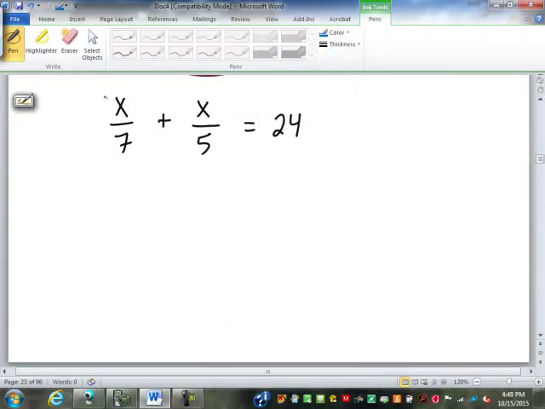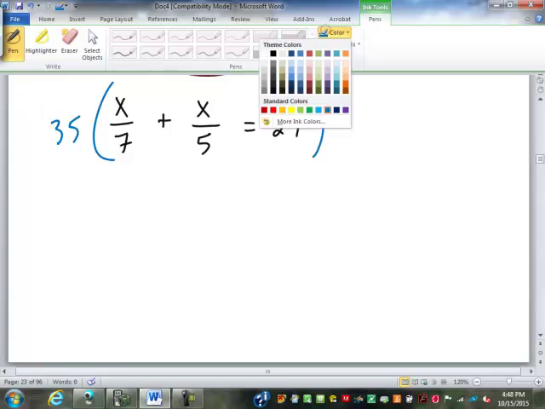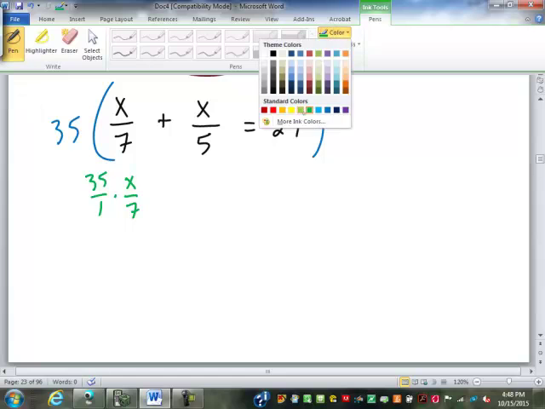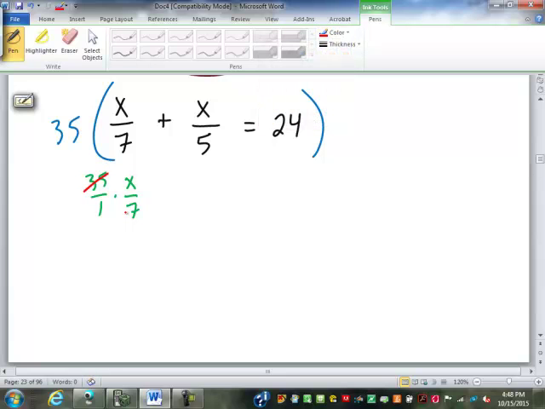So what are we going to multiply by? 35. Good. So this will be 35 over 1 times x over 7. And of course 35 and 7 cross cancel to give me 1 and 5. So that makes 5x. This will be 35 over 1 times x over 5. And of course, 35 and 5 cross cancel to give me 1 and 7. So 7 times x is 7x. So plus 7x equals 24.